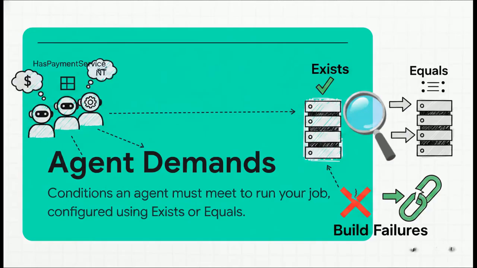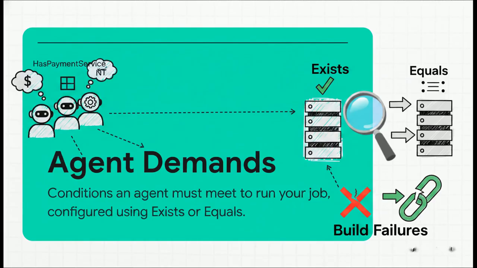So how do we make sure the right job goes to the exact right worker? Well, we use agent demands. It's exactly what it sounds like. You are demanding that an agent meets certain conditions before it's allowed to run a job. You set these up using 2 simple operators, exists or equals.